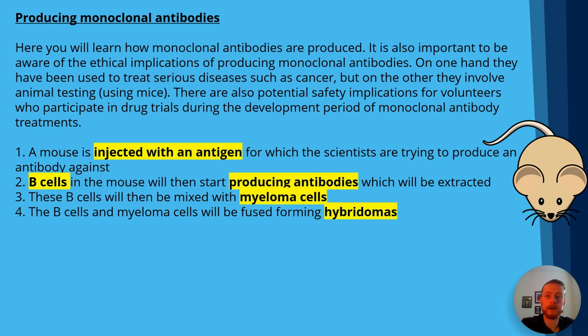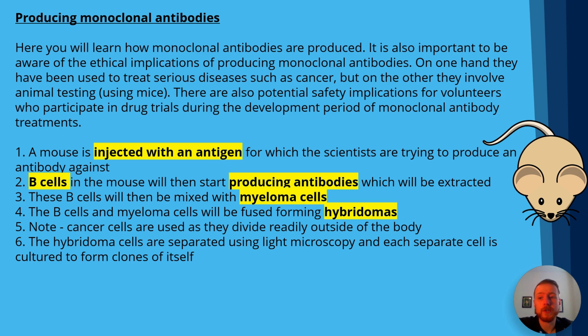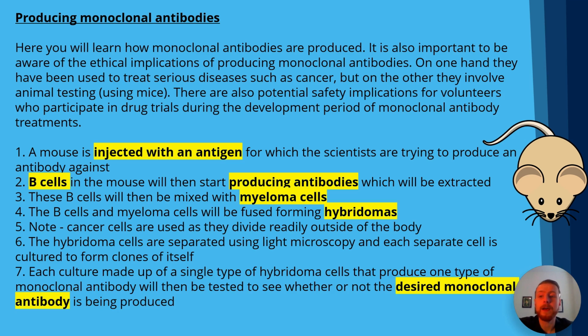Number 4, the B cells and myeloma cells are then fused together, and that forms a hybridoma. Oma because of the myeloma, hybrid because it's a hybrid between the B cells and the myeloma cells. So as I've said, cancer cells are used because they divide readily outside of the body. Now, number 6, the hybridoma cells are separated using light microscopy, and each separate cell is cultured to form clones of itself. And finally, each culture is made up of a single type of hybridoma cells that produce one type of monoclonal antibody, and they'll be then tested to see whether it's the desired monoclonal antibody we want for, say, our pregnancy test or our HIV test or our cancer treatment, whatever we want to use that monoclonal antibody for.